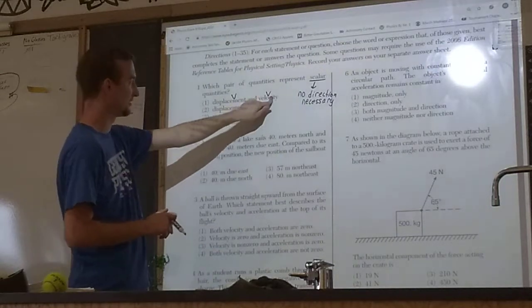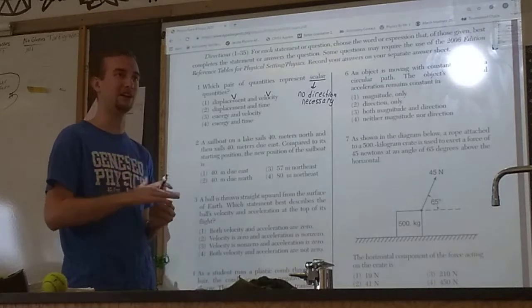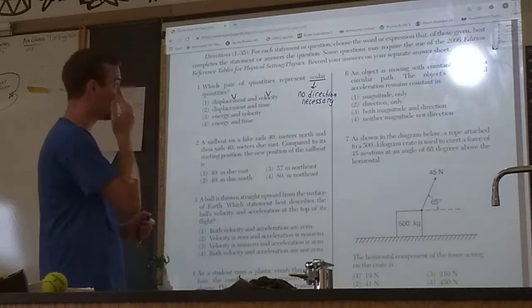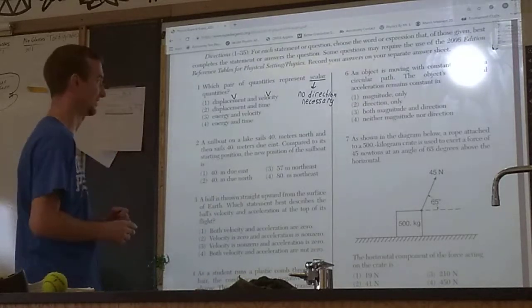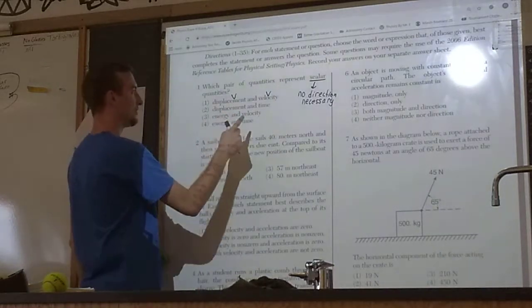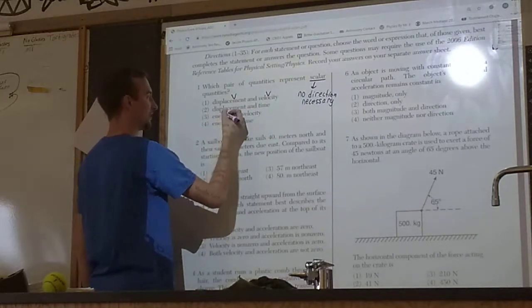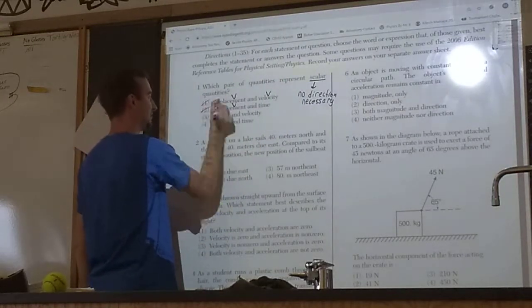You see, V stands for velocity. Speed, on the other hand, is distance divided by time. And speed starts with an S, and speed is a scalar. So anytime we see either displacement or velocity, we know that cannot be the answer. Which pair represents scalar quantities? So that means this is a vector, that's out, that's out.